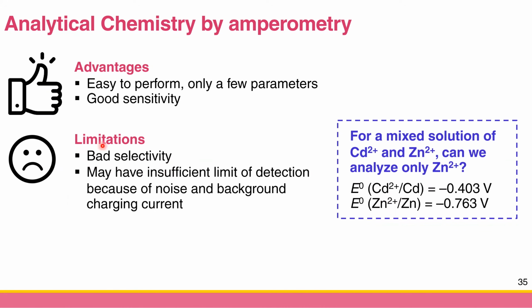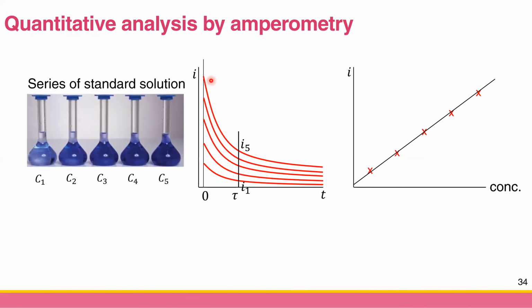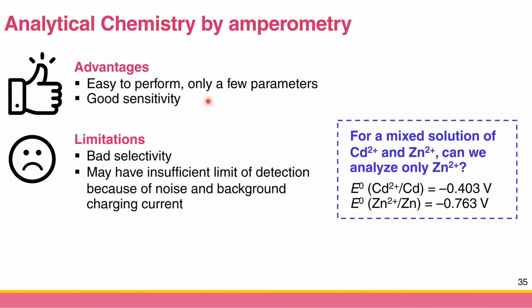And another limitation is that sometimes it has insufficient limit of detection because of the noise and background charging current. You can see that at the beginning you have a lot of Faradaic current, but you have noise and charging current too. I didn't show it here, but it is good to know. So amperometry is good if you have a solution of only one analyte, one electroactive species. But if you have more than one electroactive species, it may interfere with your analysis. So you may choose to use other techniques.